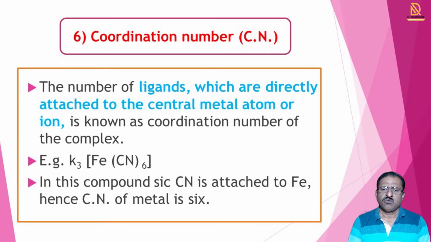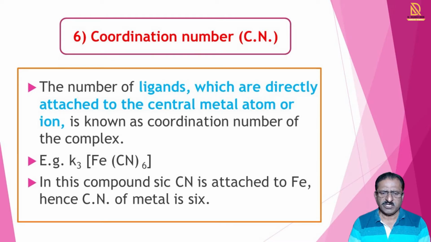One of the terms is coordination number, in short called CN. So what is this coordination number? The number of ligands which are directly attached to the central metal atom or ion is known as the coordination number of the complex. For understanding the concept of coordination number, we take one simple example, from which you get an idea about it.